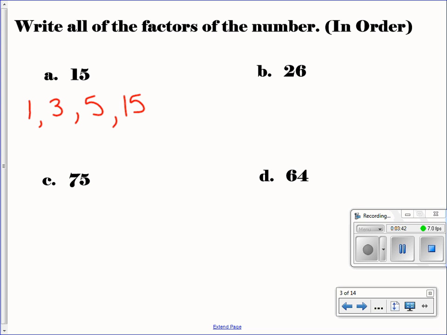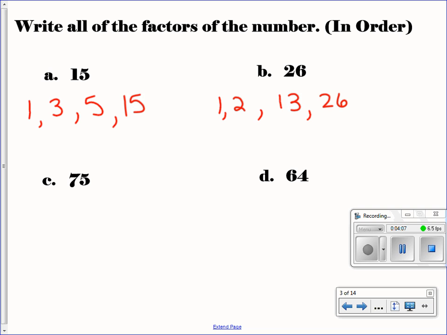So the factors on B are going to be 1 and 26, 2 and 13. 3, no. So your factors for 26 are 1, 2, 13, and 26.